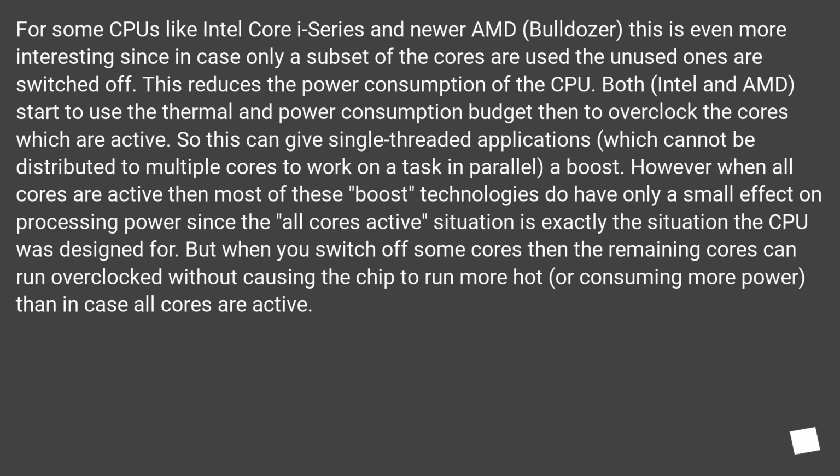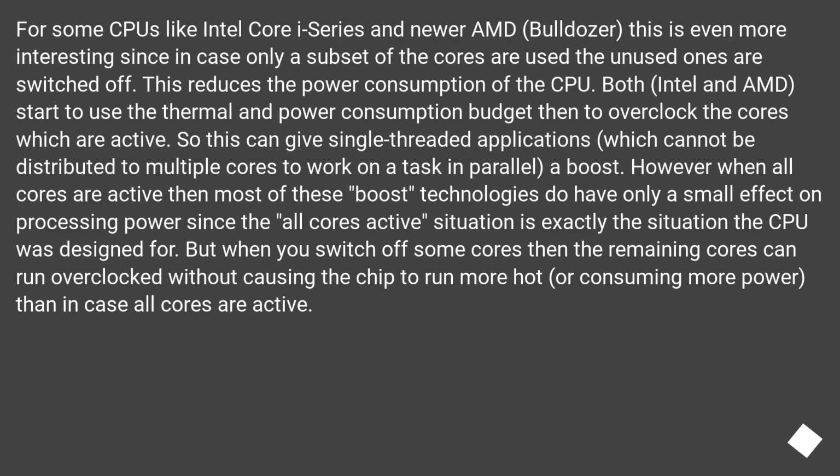For some CPUs like Intel Core i-series and newer AMD Bulldozer, this is even more interesting, since in case only a subset of the cores are used, the unused ones are switched off. This reduces the power consumption of the CPU. Both Intel and AMD then use the thermal and power consumption budget to overclock the cores which are active. So this can give single-threaded applications, which cannot be distributed to multiple cores to work on a task in parallel, a boost. However, when all cores are active, then most of these boost technologies have only a small effect on processing power, since the all-cores-active situation is exactly the situation the CPU was designed for.